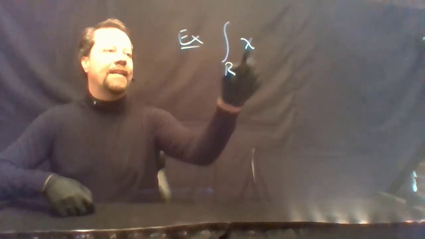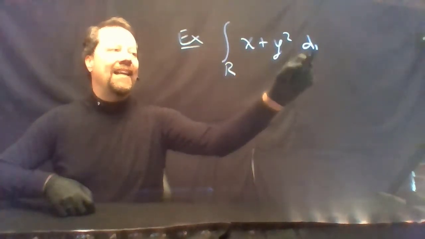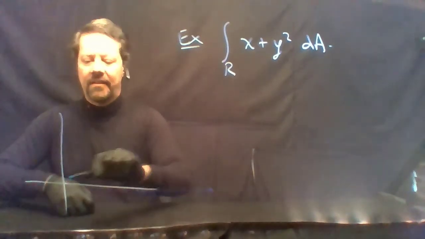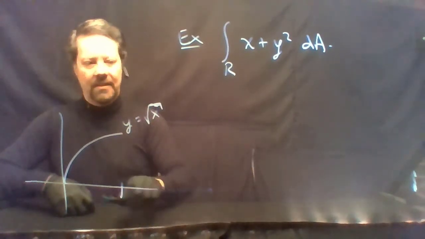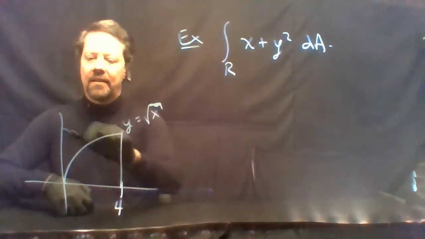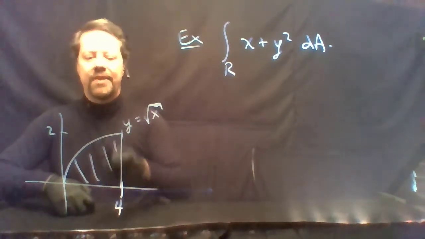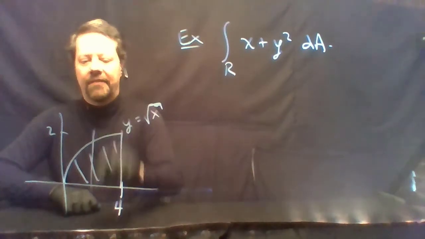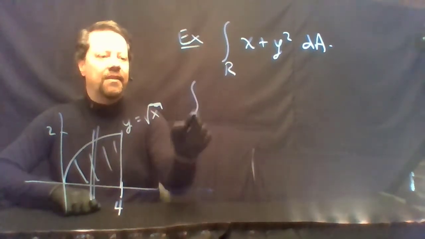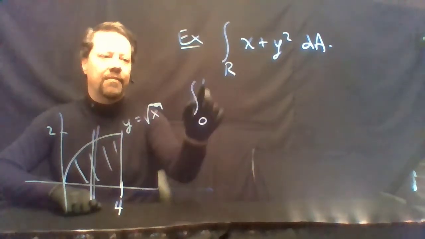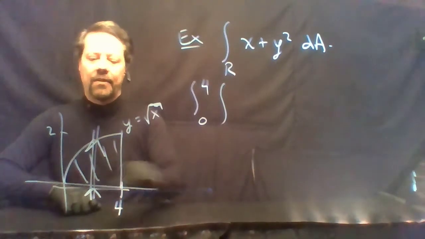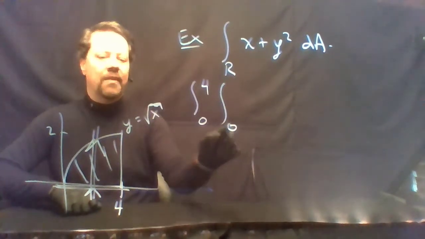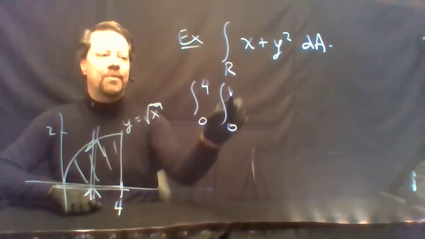In the next example, let's calculate the integral over the region R of x plus y squared dA, where the region R is bounded by y equals the square root of x. Let's say we go to 4, that goes to a height of 2, this region right here. If we use vertical cross sections, x will go from 0 to 4, y will go from lower curve to upper curve. The lower curve is y equals 0. The upper curve is y equals the square root of x.